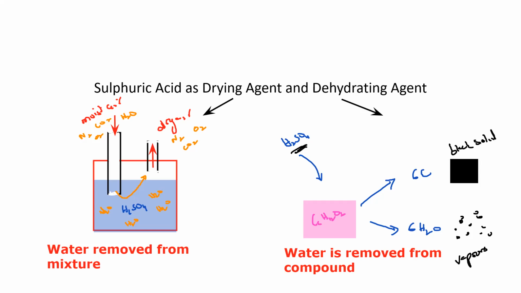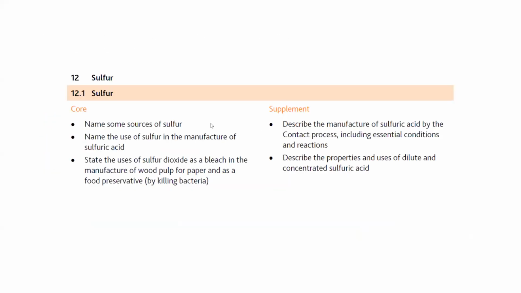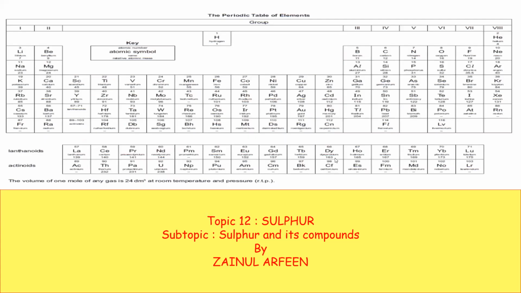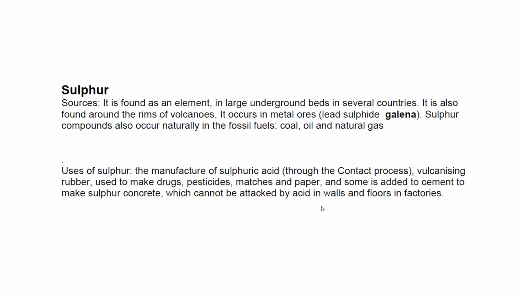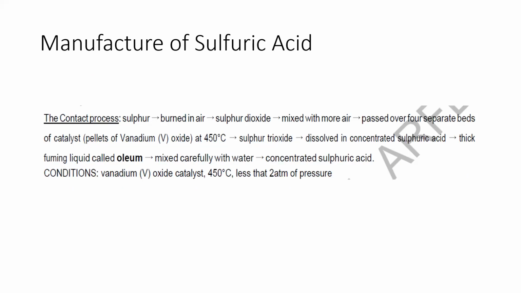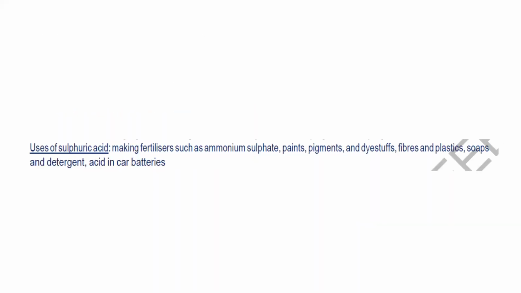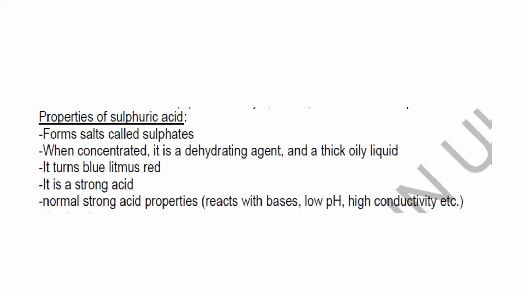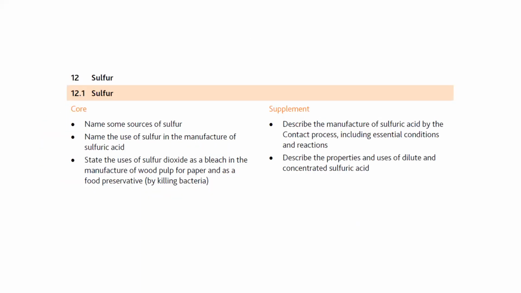Is it clear the difference between the drying and the dehydrating agent? So this was a very short topic which is about sulfur and its compounds. It included the sources of sulfur, oxides of sulfur, uses of sulfur dioxide, manufacture of sulfuric acid, properties and uses of sulfuric acid, and sulfuric acid as a drying and dehydrating agent. Now we'll do some questions related to the topic.